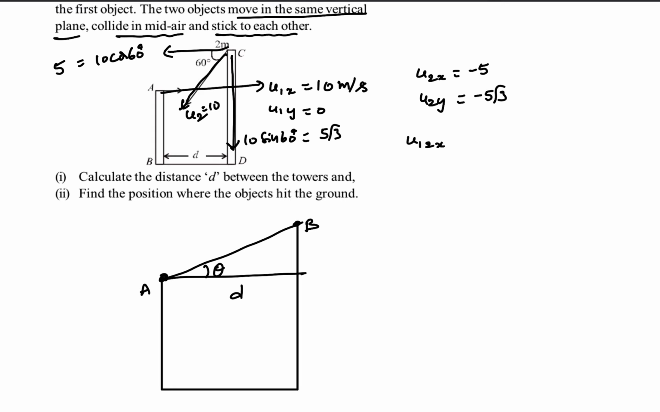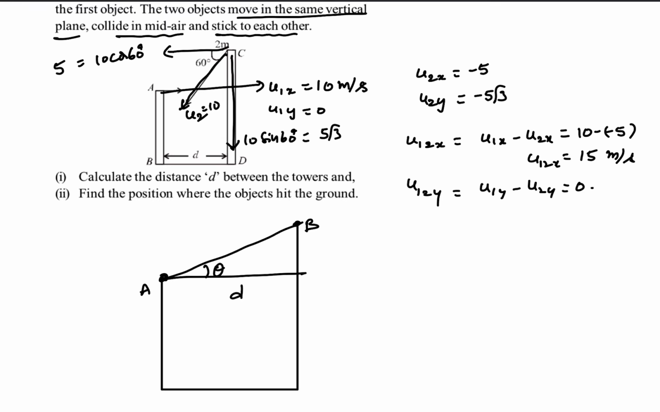What is u1 with respect to 2 along the x-axis? I can write it as u1x minus u2x, which is 10 minus of minus 5, so I get 15 meters per second for u12x. Similarly, u12 along the y-axis is u1y minus u2y, which is 0 minus of minus 5 root 3, so I get u12y equal to 5 root 3 meters per second.